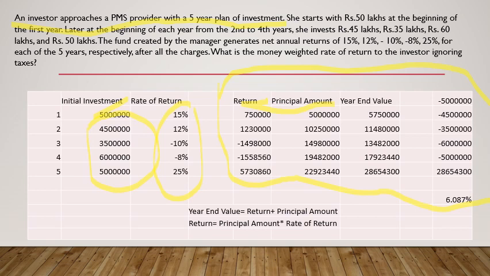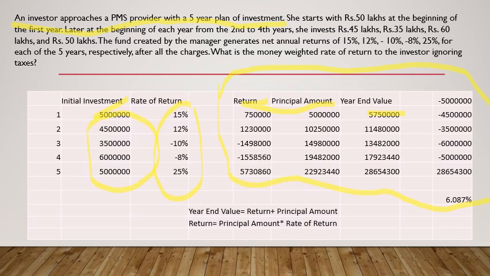You can see here that the investment is 50 lakh in the first year. 15% is the return, so it's very simple. 15% of 50 lakh is 7,50,000. You can just write equal to in the Excel 50 lakhs multiplied by 15%, and you will get this value. Your initial amount is 50 lakhs, so you add and you reach the year end value, which is this much. This is your first year end value.